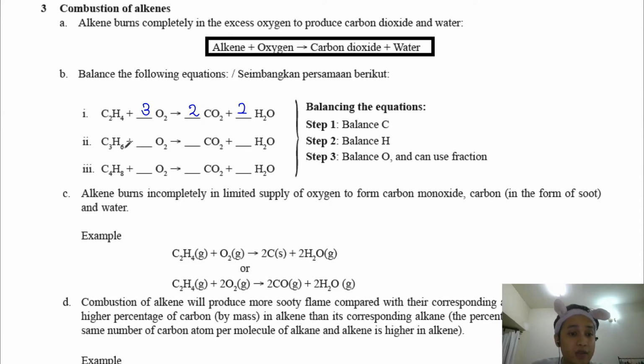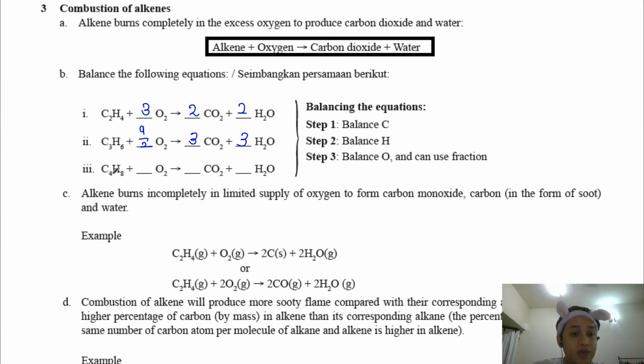Okay, so let's look at the next one. 3 carbons here, so here I put 3. And then 6 hydrogen here, so here I'm going to put 3. Let's calculate for the oxygen. 3 multiplied by 2, this is 6, plus 3, total is 9. So 9 is an odd number, meaning here I can put the fraction 9 over 2.